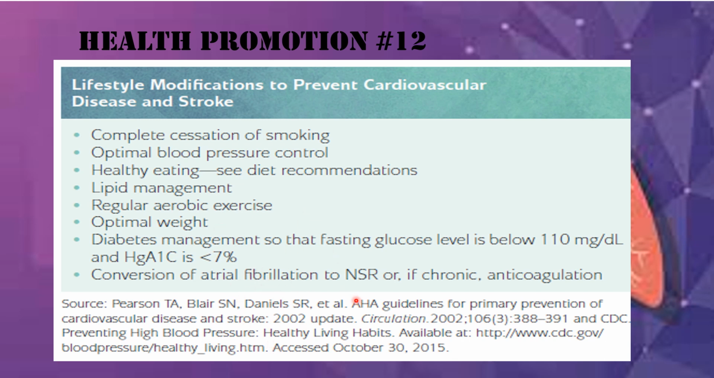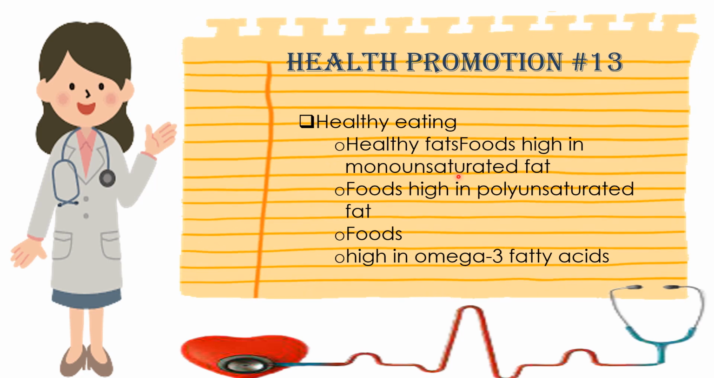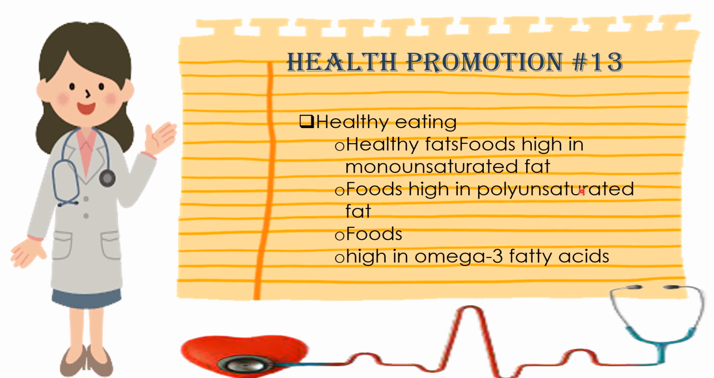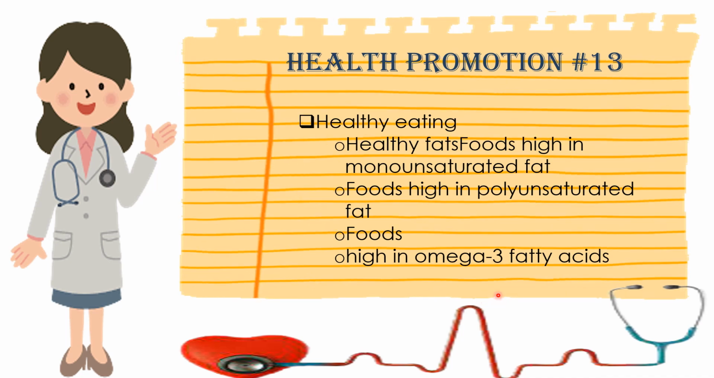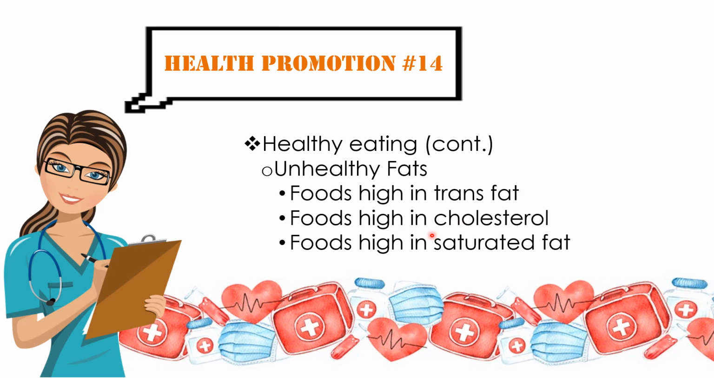Conversion of atrial fibrillation to NSR, or if chronic, anticoagulation. So healthy eating: our intake should be healthy fat foods high in monounsaturated fats, and foods high in polyunsaturated fat and foods high in omega-3 fatty acids. Okay. So, unhealthy foods, we should avoid foods high in trans fat, high in cholesterol, and high in saturated fats.